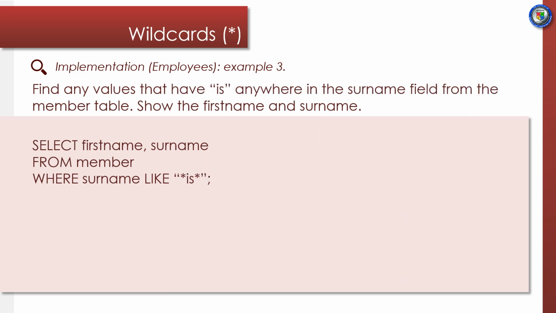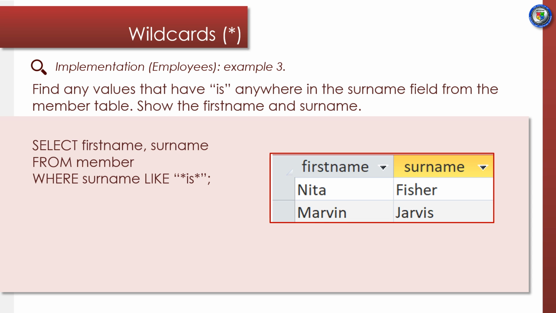Example 3, we'll find any values that have is anywhere in the surname field from the member table. Again, we'll show the first name and surname. Our query is select first name, surname from the member table where surname like asterisk is asterisk. Here's our results.